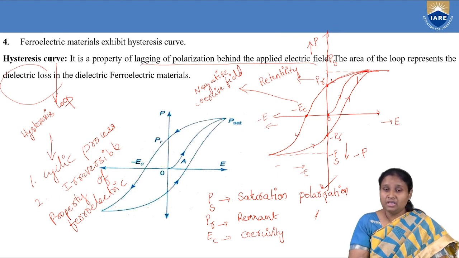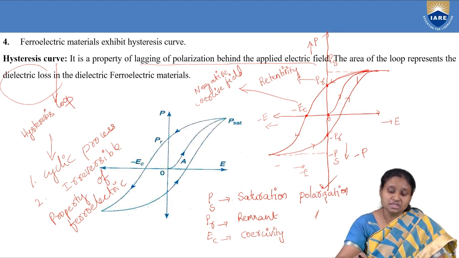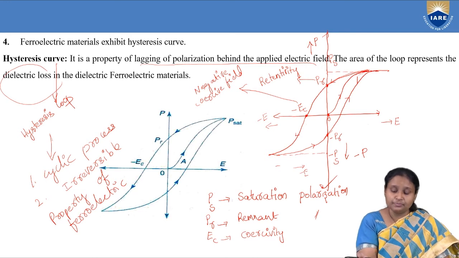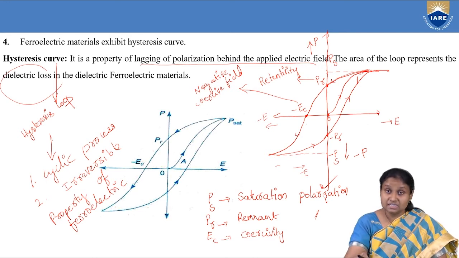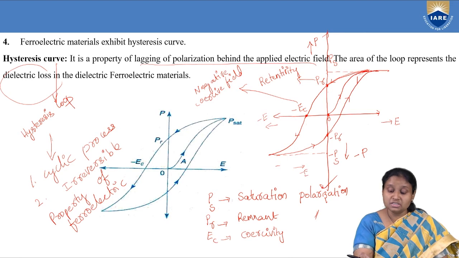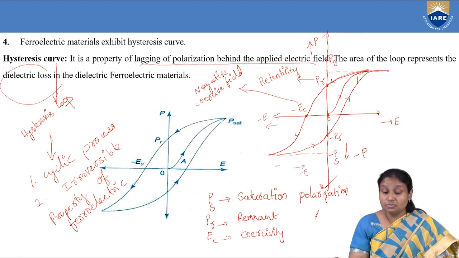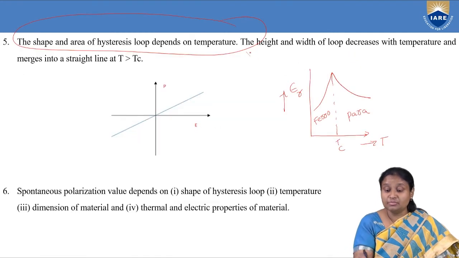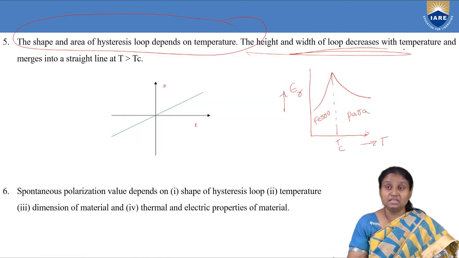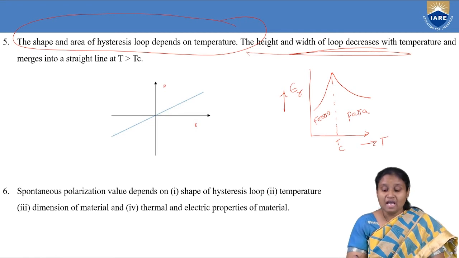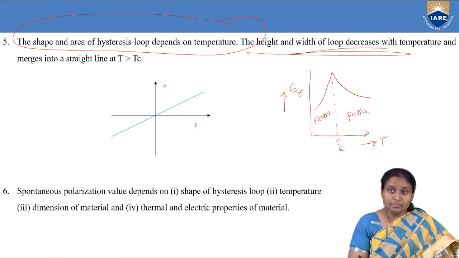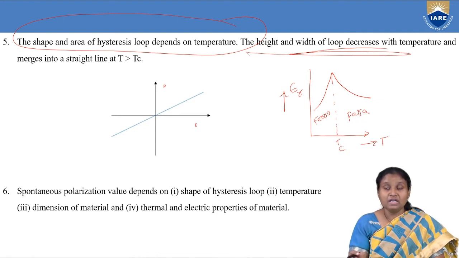And what do we mean by the area of the loop changing? What you're going to observe here is height as well as width. When you talk about the x as well as y axis, height is polarization and width is electric field. So the height and width of this loop will decrease with increase of temperature. And once we go beyond temperature Tc, or Curie temperature, where there is conversion of ferroelectric material to paraelectric material, what happens to the loop? The loop merges into a straight line.